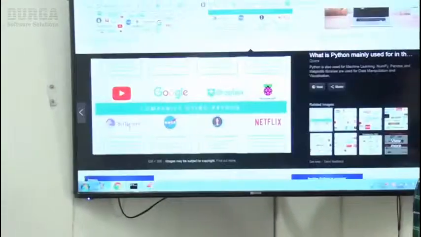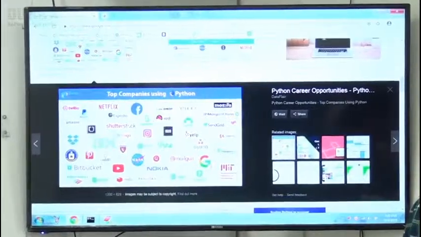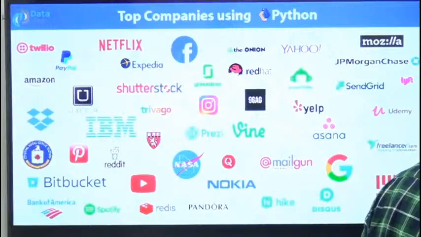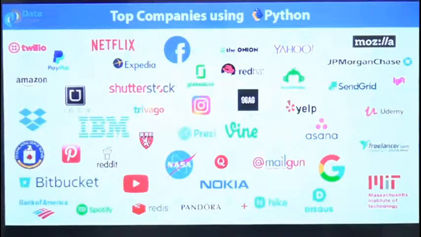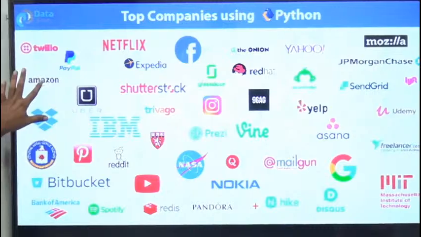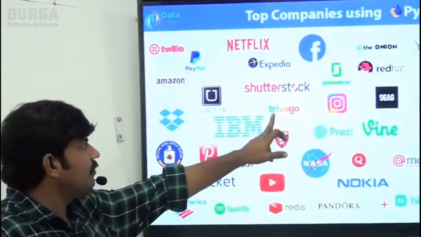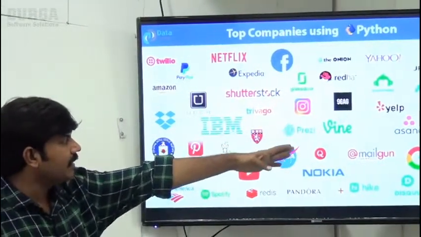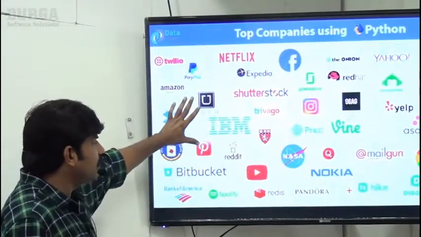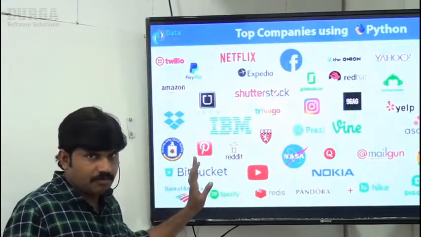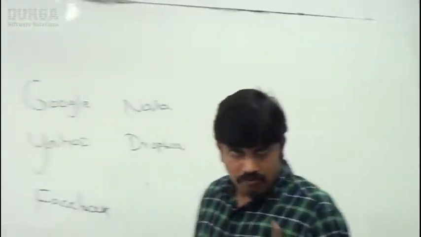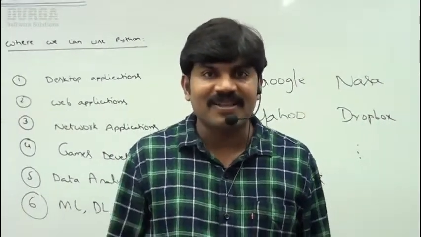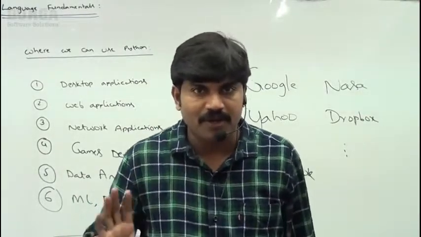If you go to another slide, can you please have a look once. Almost around 20 to 30 companies are covered in this slide: top companies using Python. Amazon, Uber, IBM, Red Hat, Yahoo, Mozilla, SendGrid, Udemy. Multiple companies are using Python. Please make sure you people are aware. That's why believe Python is definitely going to provide food for you. Definitely Python is going to provide a good career for you people. That's all.